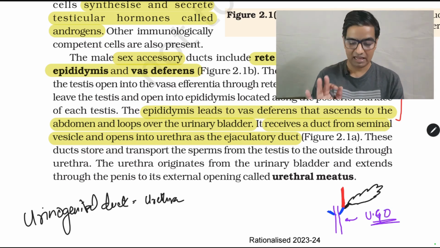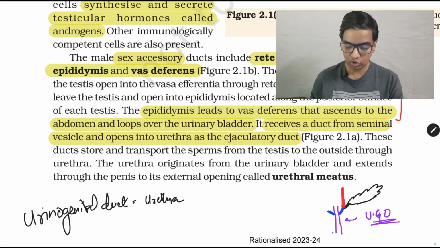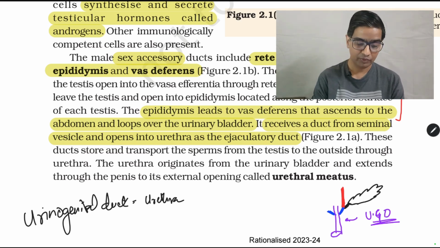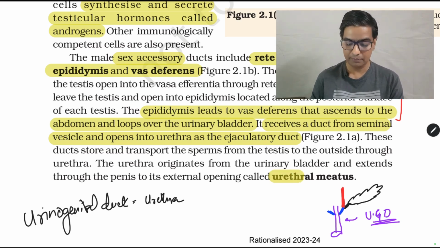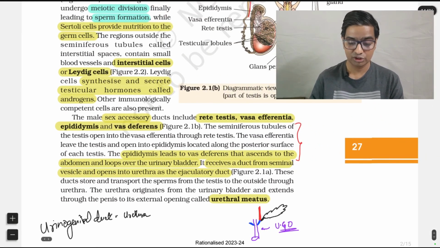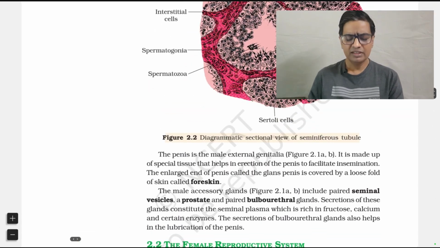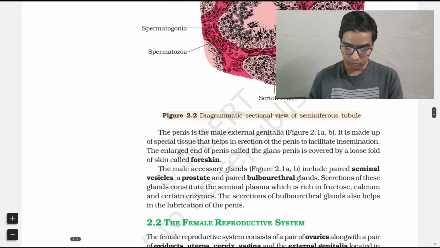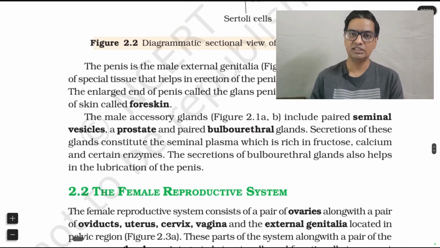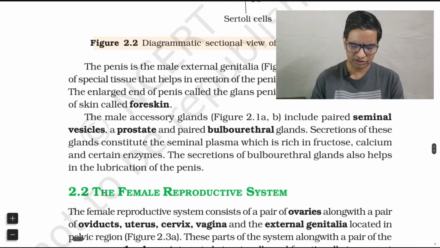Easy enough? I believe things are becoming clearer and easy. This external opening of the urethra will be called the urethral meatus. Very simple, very easy. I hope you have understood this much. Now, the other part that we might ask you is the external genitalia. Not really significant questions come from here.